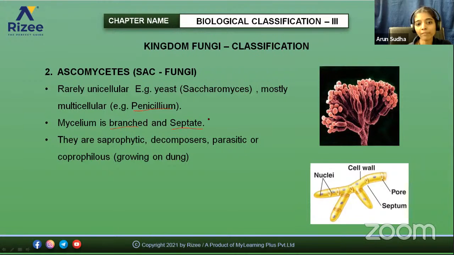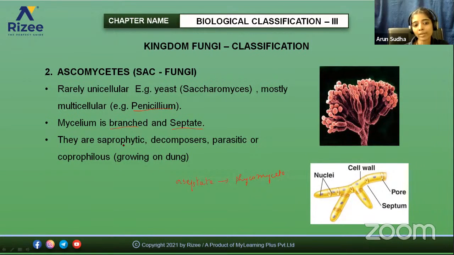And mycelium is here branched and septate. So only in Phycomycete it is aseptate. But all the others are some evolved fungi. So aseptate is only in Phycomycete, so remember this. But other Ascomycete and Basidiomycete are both branched and septate. So they will have the septum in between the hyphae.